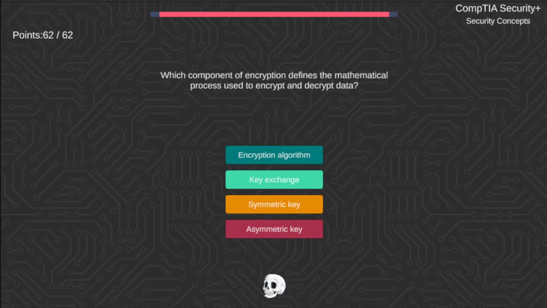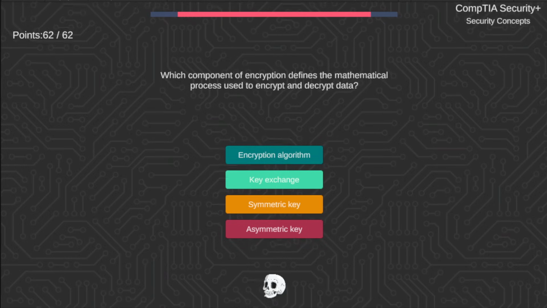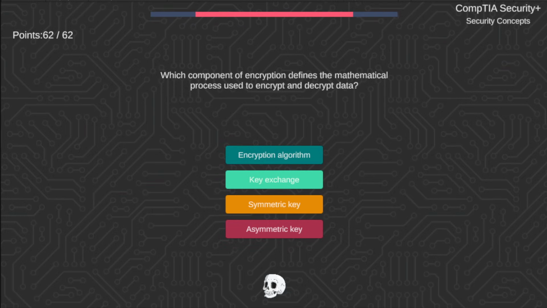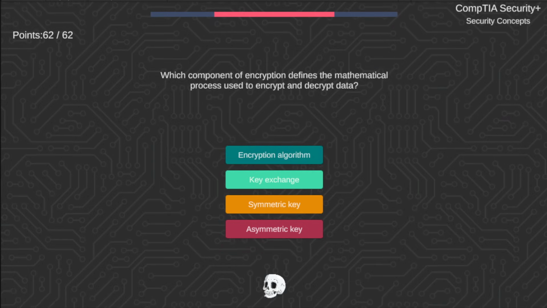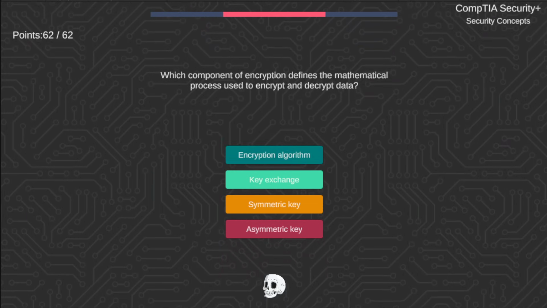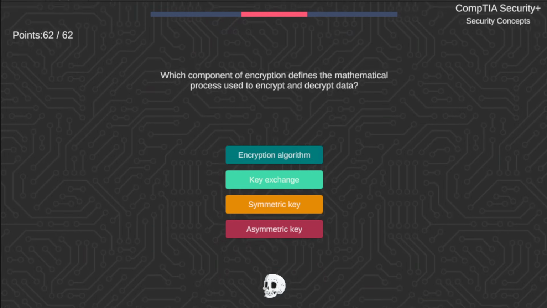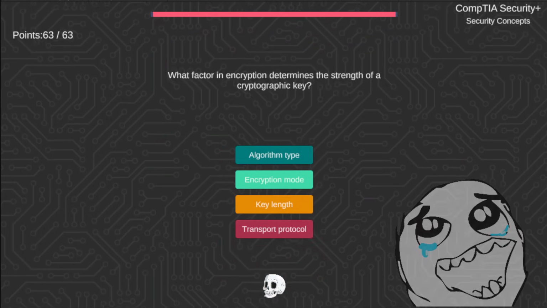Which component of encryption defines the mathematical process used to encrypt and decrypt data? Encryption algorithm, key exchange, symmetric key, or asymmetric key? Which component defines the mathematical process used to encrypt and decrypt data. Mathematical process. Correct answer is encryption algorithm.